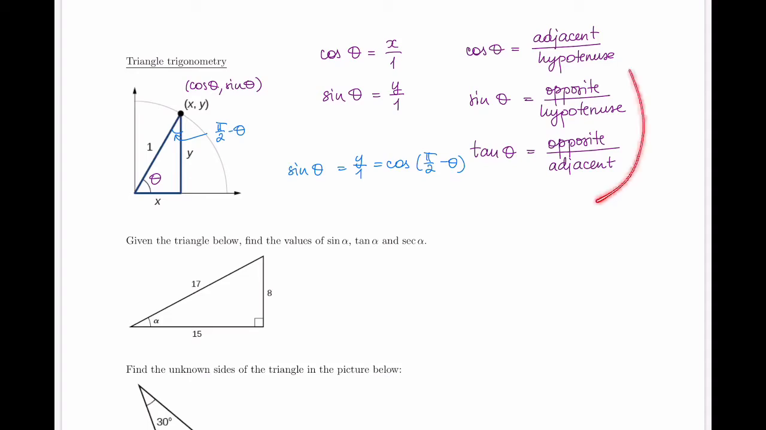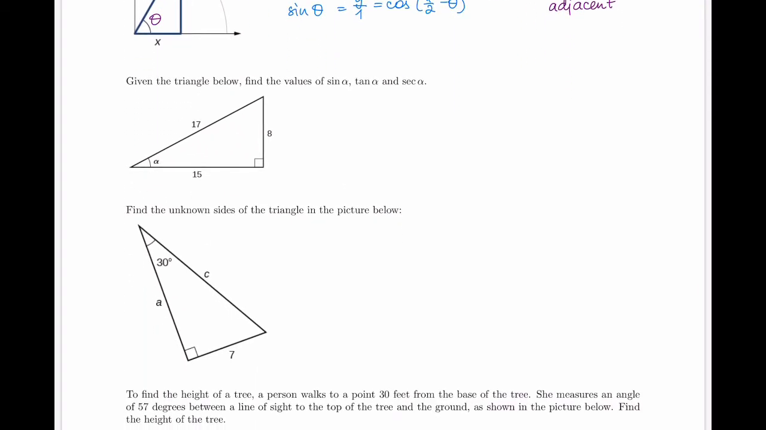Now, these definitions of trigonometric functions as ratios are very useful when we actually have to compute things within given triangles and in various applications. So let's say we have this triangle here and we're trying to compute the values of sine of alpha, tangent of alpha, and secant of alpha, where alpha is one of the angles. So for the sine of alpha, we're going to have opposite over hypotenuse, and in this case, the opposite of alpha is the side of length 8, and the hypotenuse is going to be 17. So sine is 8 over 17.